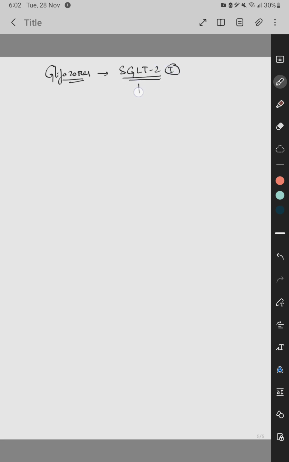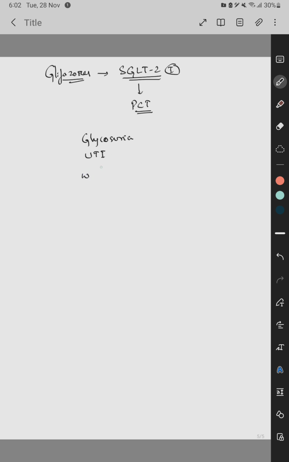Where is this SGLT2 present? It is present in the PCT, proximal convoluted tubule of the kidney. So what are the side effects of the gliflozins? There will be glycosuria, and UTI will be there because of the increase in glucose excretion in the urine. Glucose is the main thing for bacteria to grow, right? So UTI will be the most common side effect, and also you have to use it with caution in renal insufficiency patients. Okay, that is one thing.